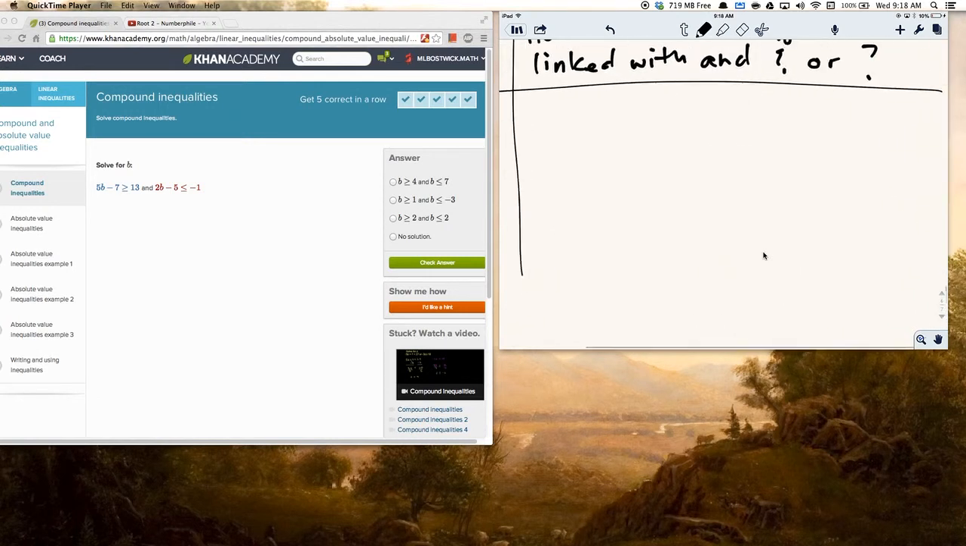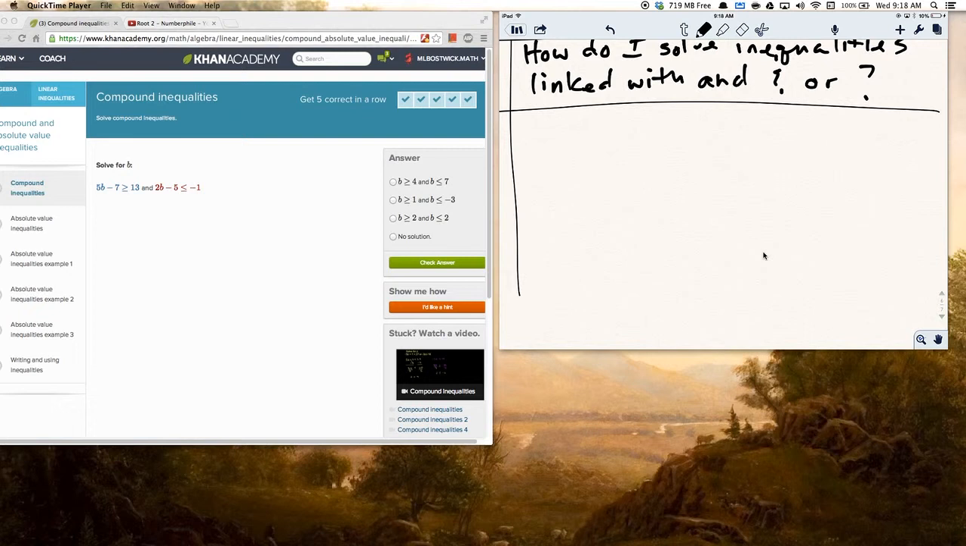So I've got 5b minus 7 is greater than or equal to 13, and 2b minus 5 is less than or equal to negative 1. Okay, so 5b minus 7 is greater than or equal to 13, and 2b minus 5 is less than or equal to negative 1. The first thing I'm going to do is solve each of these separately by undoing, which is a skill that we developed last semester.